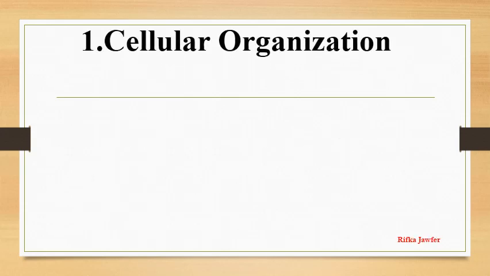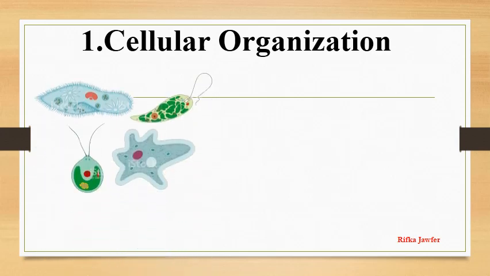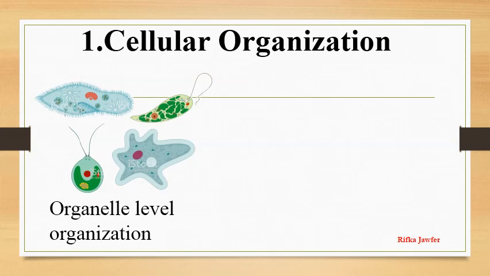Cellular organization. Unicellular organisms like paramecium, euglena, chlamydomonas, and amoeba are made up of cytoplasm and organelles enclosed by a plasma membrane. They show organelle level organization.